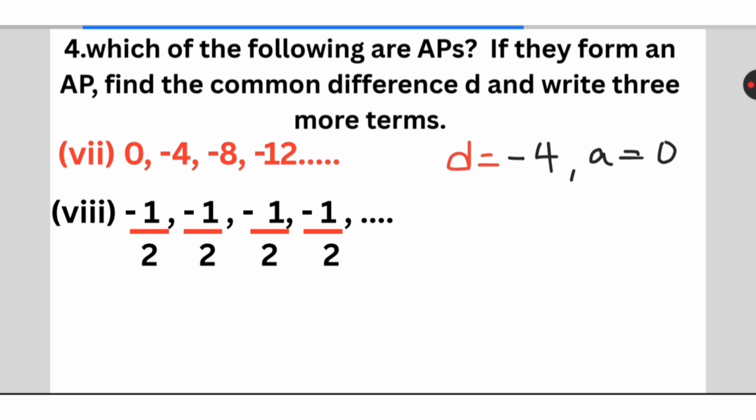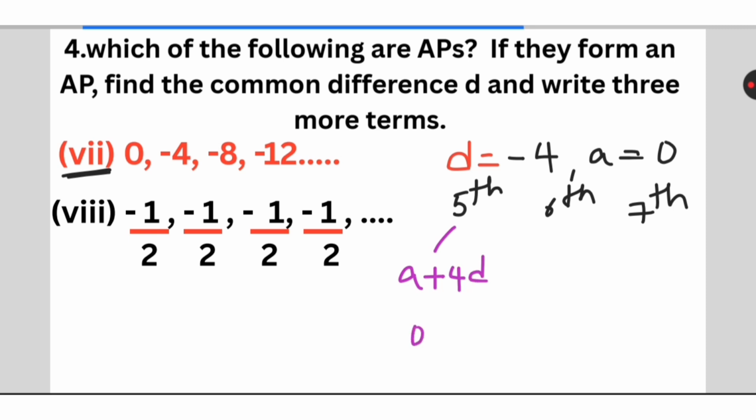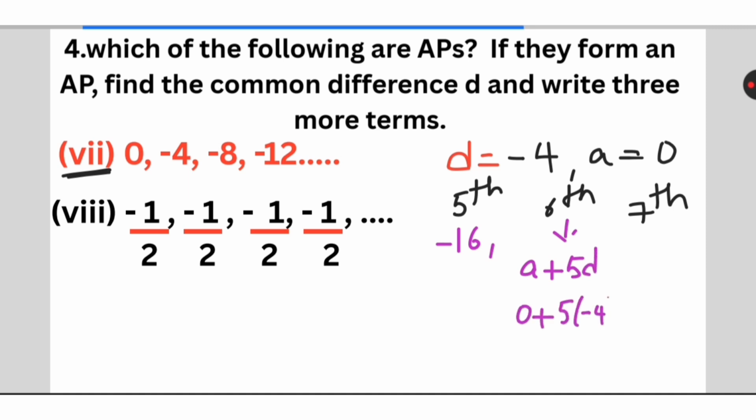So we need to write 5th term, 6th term, 7th term for the question 7. So 5th term is nothing but a plus 4d. What is a? 0 plus 4 into d value is minus 4. That is 4 times minus 4, which gives minus 16. So the 5th term is minus 16. Now let's do the 6th term. 6th term is nothing but a plus 5d. A is 0 plus 5 times minus 4, which gives minus 20. The 6th term is minus 20.